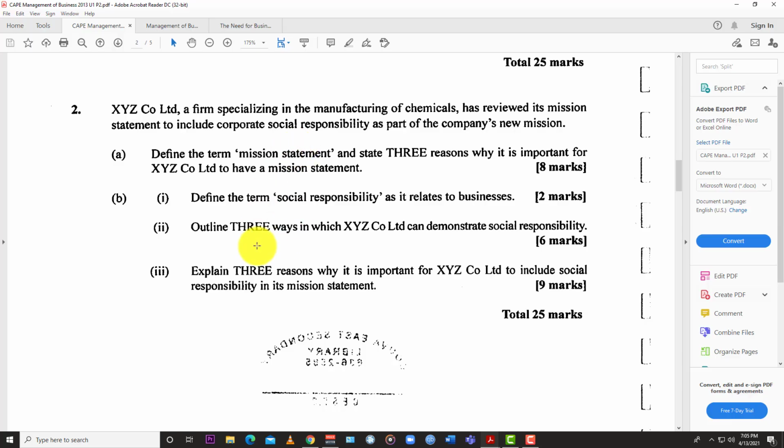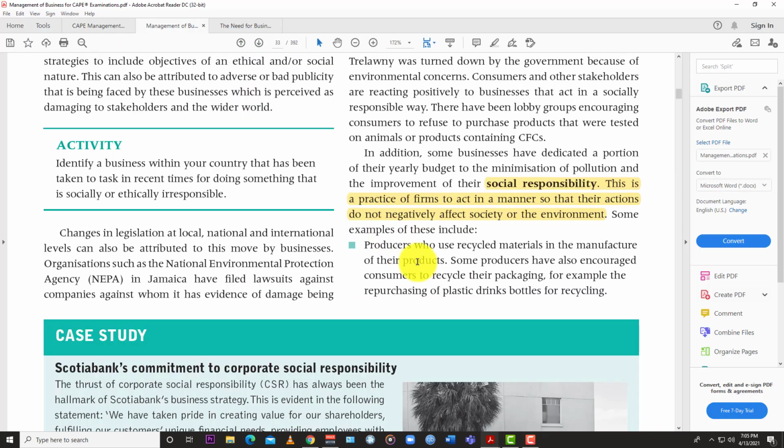So we're going to look at some of the ways they can demonstrate good social responsibility. Quick one from the book: producers who use recycled materials in the manufacturing of products. So you can use recycled materials instead of using a lot of plastics and things like that that don't biodegrade. So you want to use products that are recycled and that are environmentally friendly.